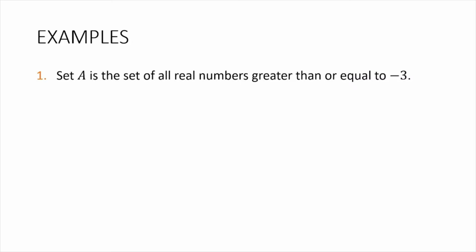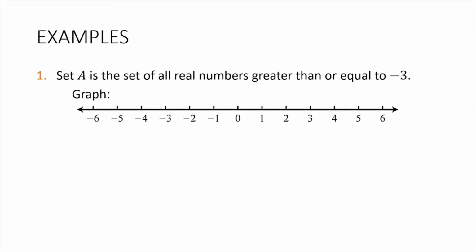All right, if you're done, then let's check your answer. Let's start with the graph. We have the number line, and here is -3, the only point of interest. We start at -3. It says greater than or equal to, so -3 is included, and we include all those real numbers to the right of -3, going to positive infinity.